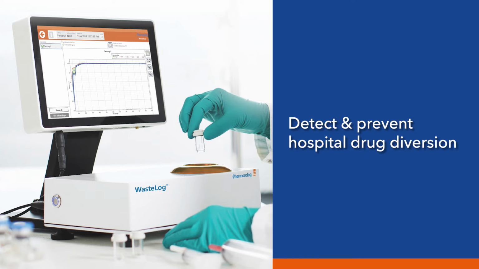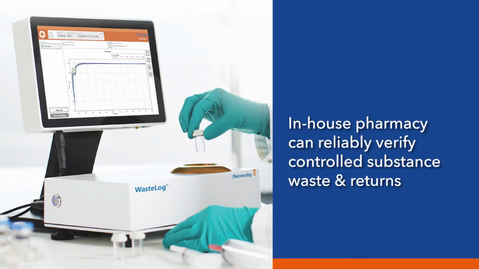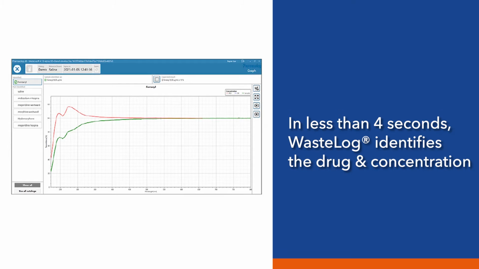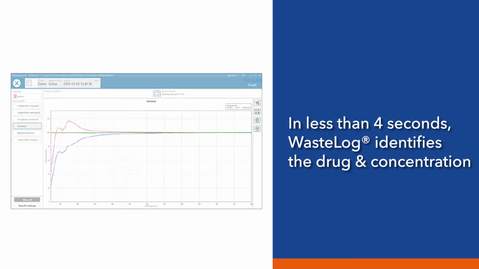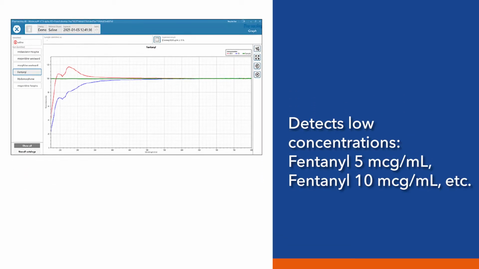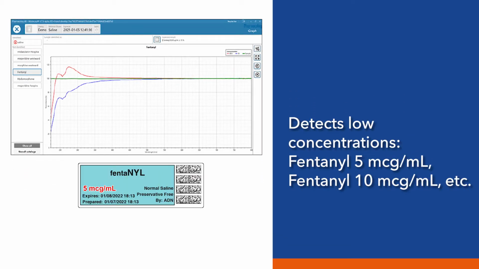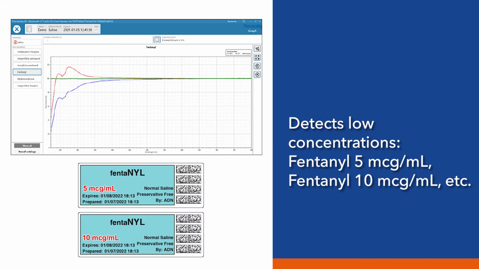WasteLog is a drug assay device that enables your in-house pharmacy to reliably verify controlled substance waste and returns and securely close the medication lifecycle. In less than 4 seconds, WasteLog identifies the drug and concentration from a small amount of waste. Using spectroscopy technology, WasteLog is excellent at detecting low concentrations, such as fentanyl 5 and 10 micrograms per milliliter.